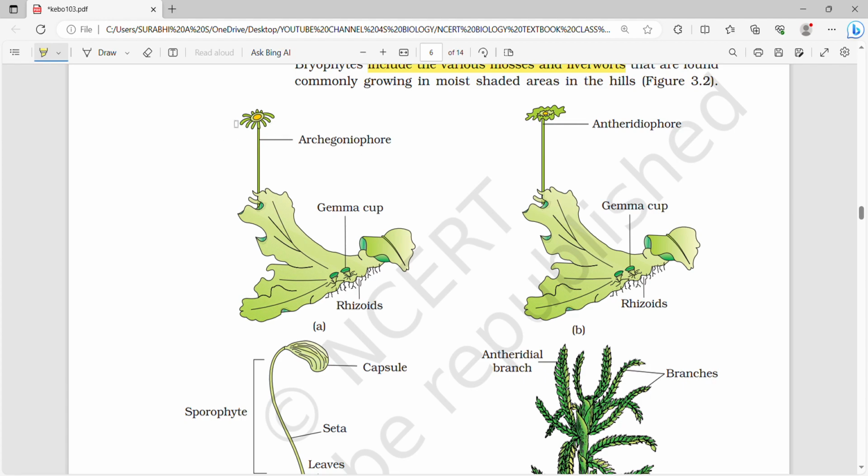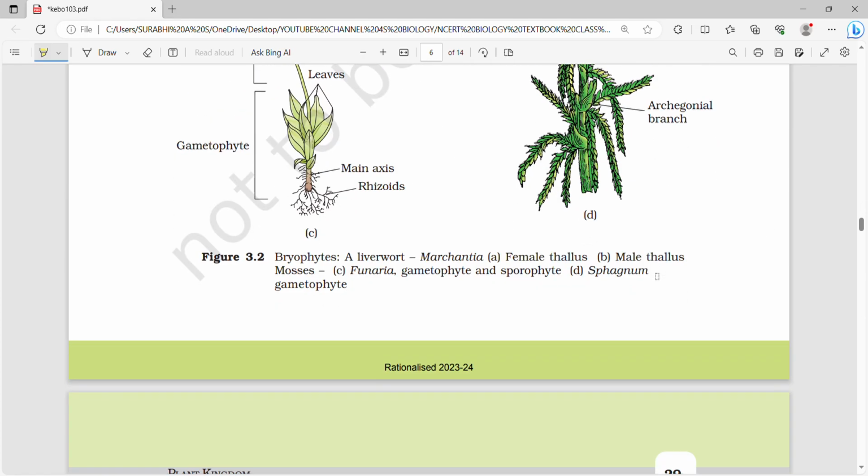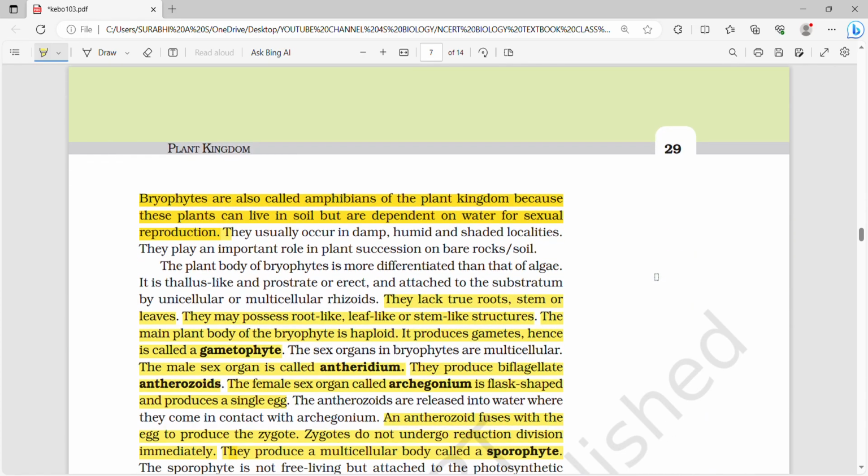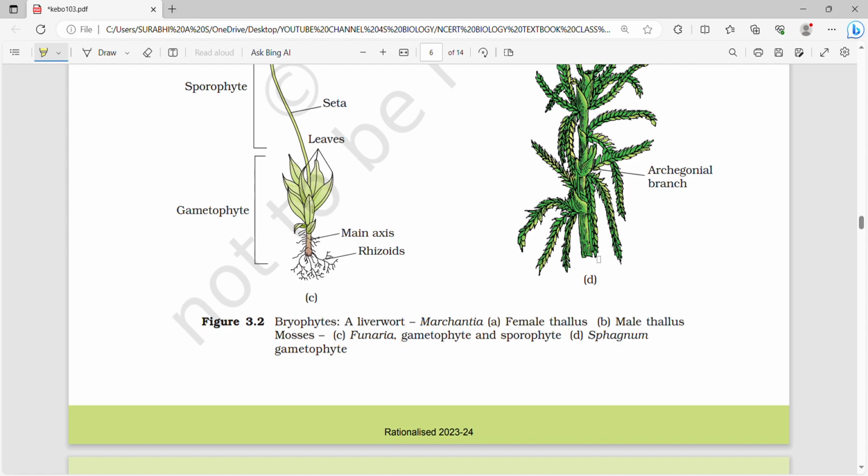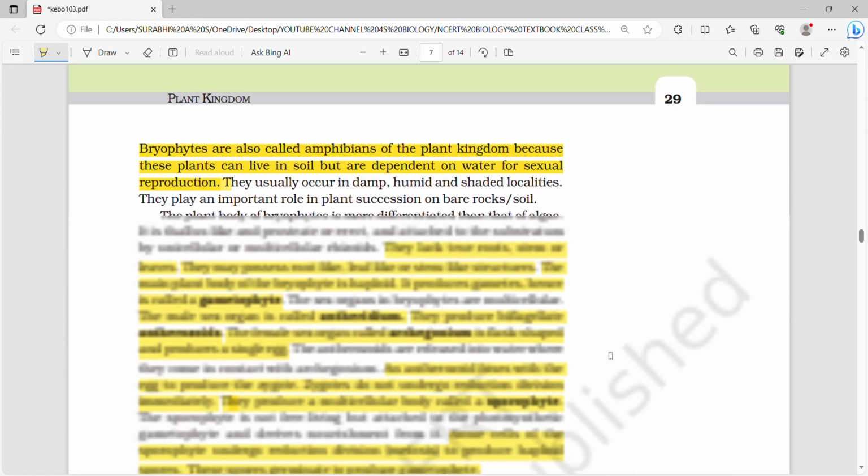So basically, if you see, this one is open, you can imagine like fingers are open. In this there is nothing open, it's mixed. So open, like open fingers, is female, and the one that is not open is male. So this is Antheridiophore and this is Archegoniophore, and this is important. And you should know what this is and what this is also. This is Funaria and this is Sphagnum.